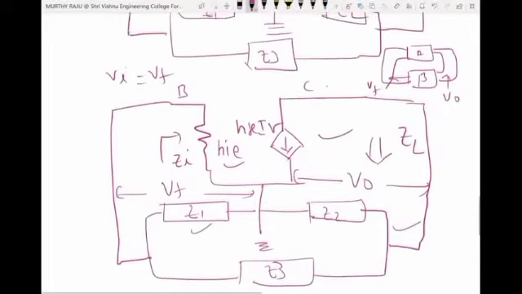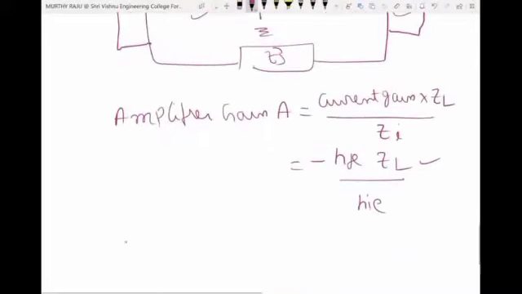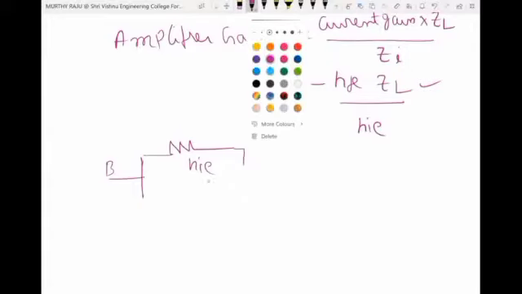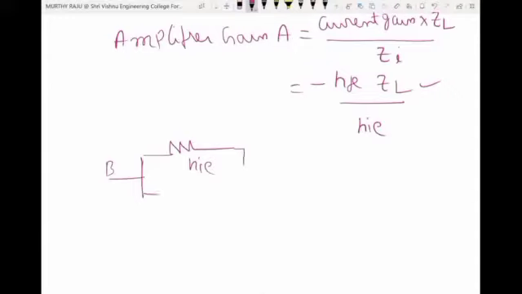Here HIE is connected between base and ground. Z1 is also connected between base and ground. This is the base. This is the HIE, and this is the Z1. These two are connected to ground.